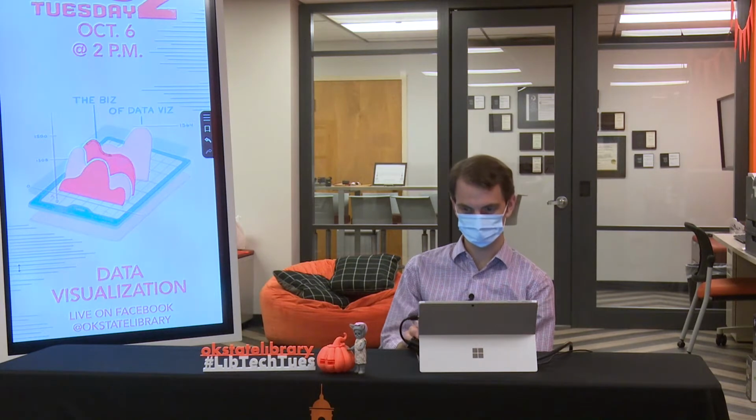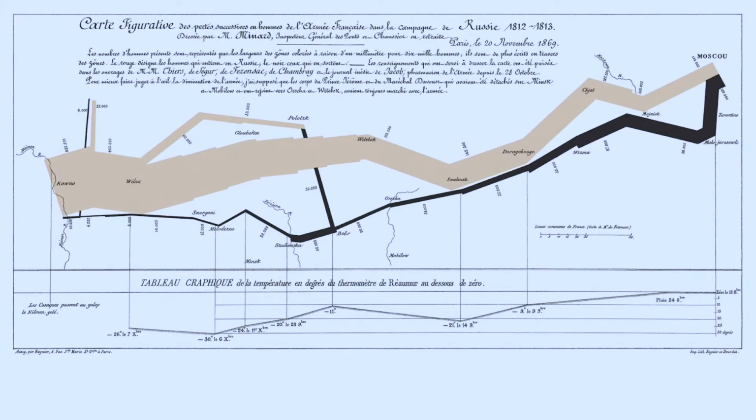Now here, I want to show you perhaps the most famous data visualization ever made, and it was created in 1869 by a fellow named Menard, who was a French civil engineer who was retired and just kind of whipped this up in his golden years. It's a diagram showing Napoleon's march into Russia during 1812 into 1813.